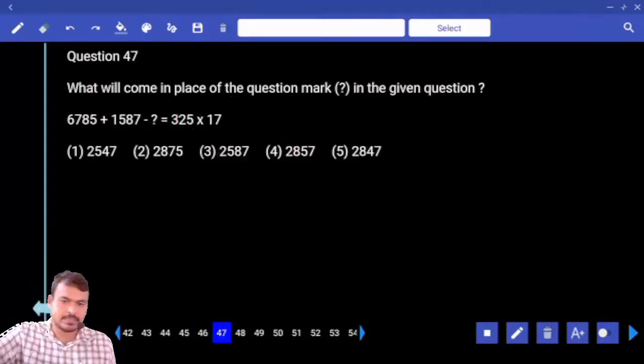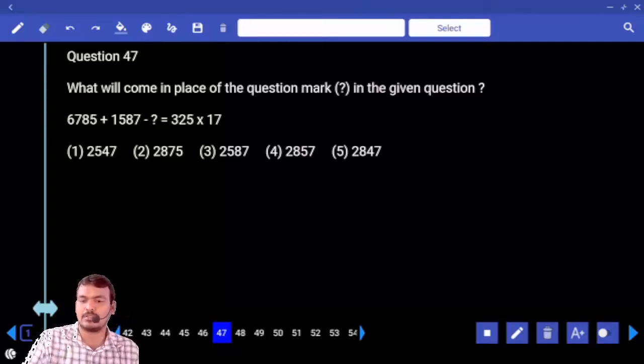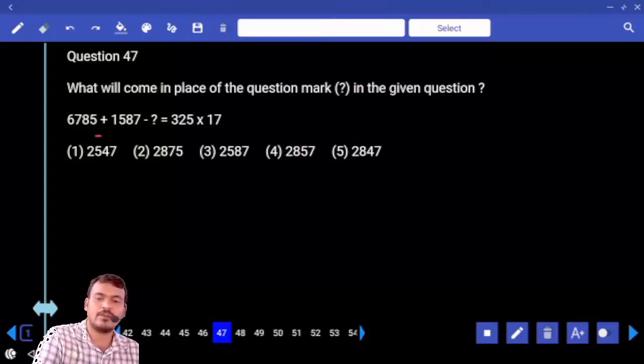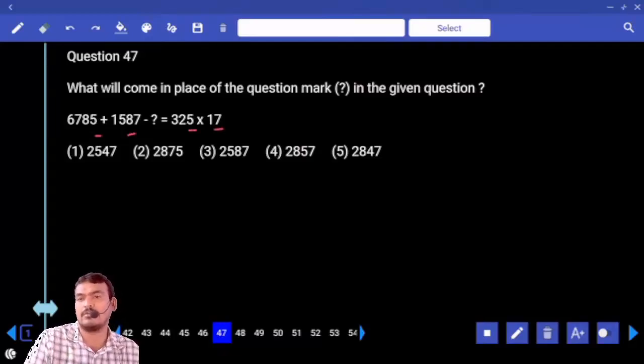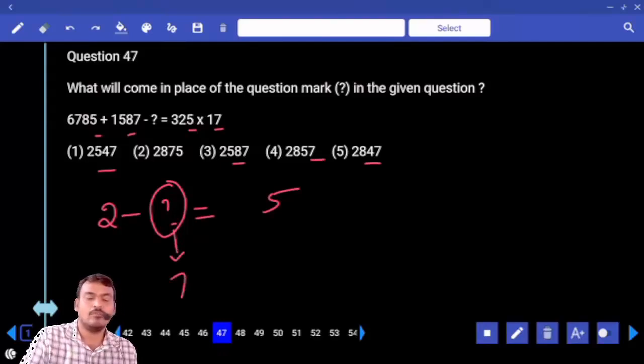Next 47. 6785 plus 1587 minus something equal to 325 into 17. First verify the units position. 5 plus 7 how much? 12. 12 minus something, it is equal to 5 into 7 or not? Okay. What is the left hand side units position? 2. 2 minus something, it is equal to 5 or not? Means something must be 7 or not? How many options are ending with 7? 4 options or not?